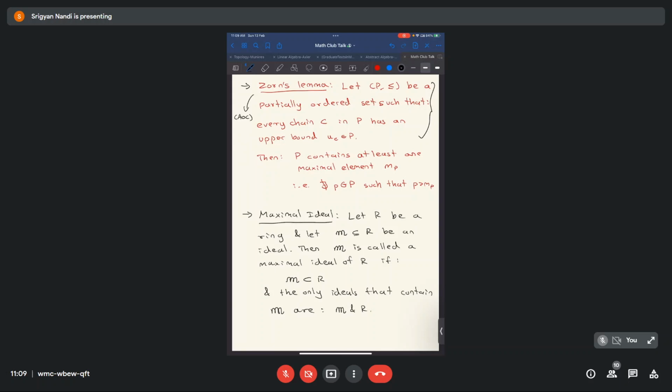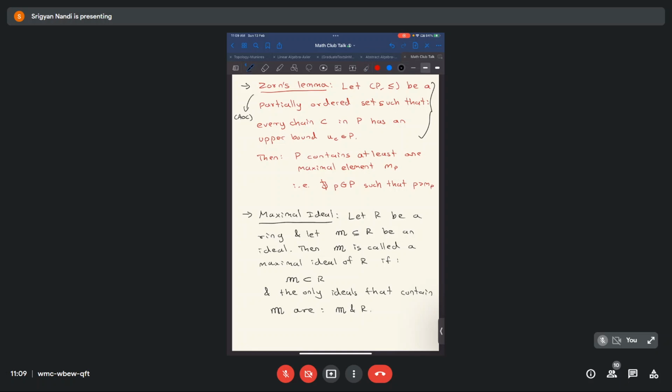So we define something called the maximal ideal among the set of all ideals. Let R be a ring and let M be an ideal. M is called a maximal ideal if M is properly contained in R, that is, M is not R itself, and the only ideals of R that contain M are M and R itself.